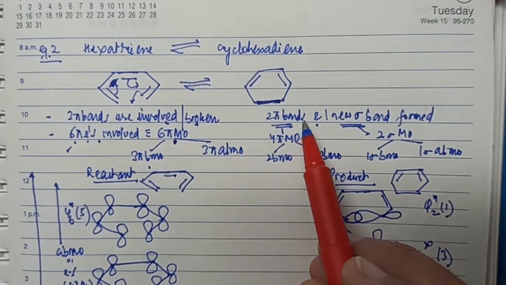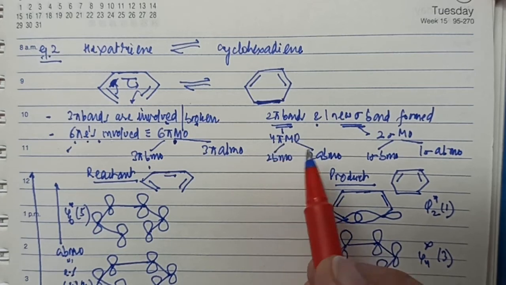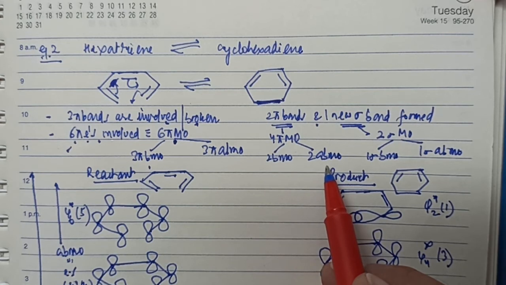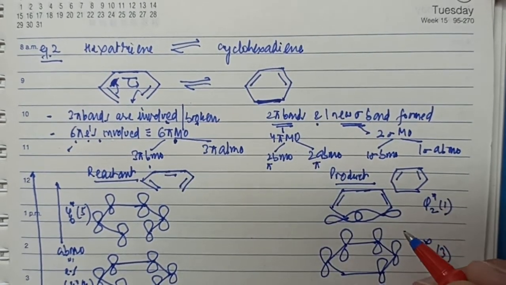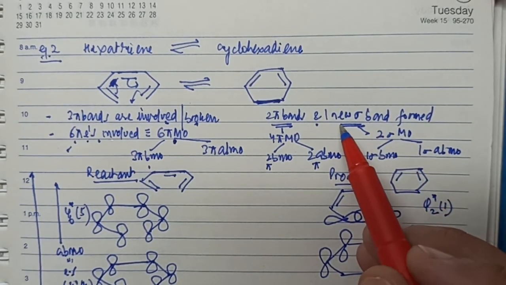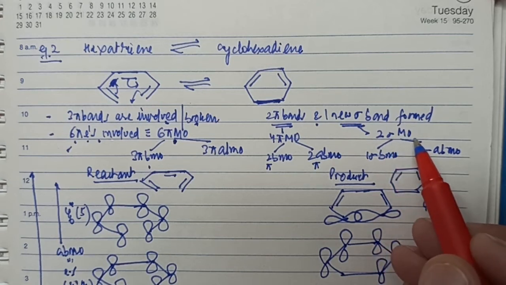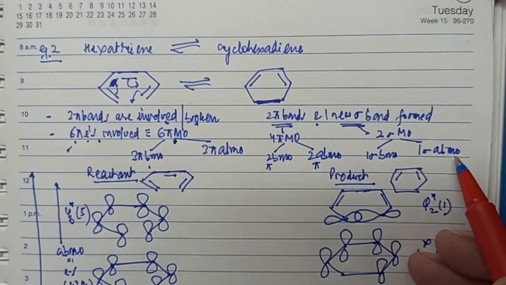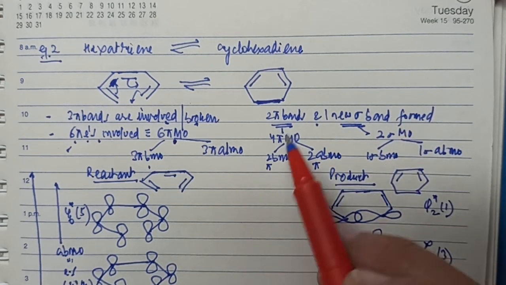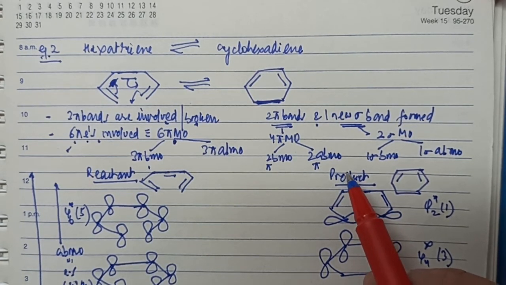Corresponding to the 2 pi bonds which are formed, we will have 4 pi electrons and therefore 4 pi molecular orbitals, out of which 2 will be bonding and 2 will be anti-bonding. And for the sigma bond, since 1 sigma bond was formed, that means 2 sigma electrons, that means 2 sigma molecular orbitals, out of which 1 sigma will be bonding and 1 sigma will be anti-bonding. So it is very clear that on the product side, there will be 3 bonding molecular orbitals and 3 anti-bonding molecular orbitals.